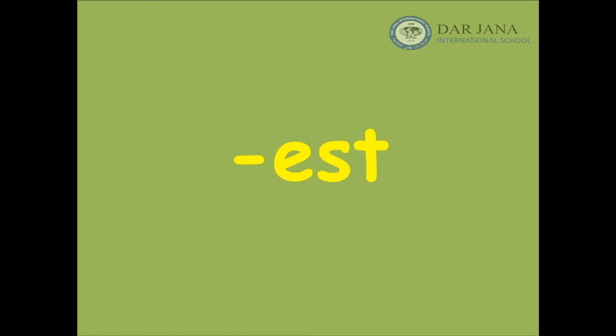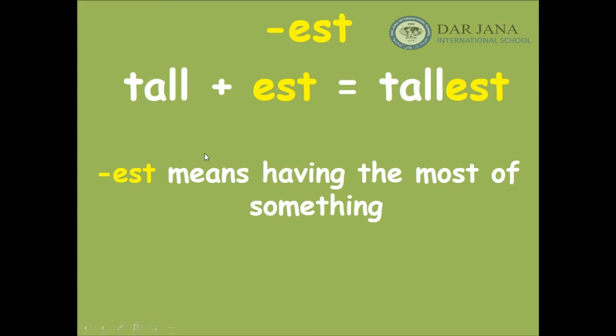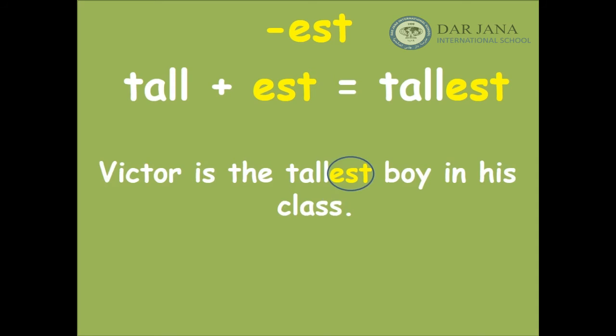Now here we have est. Tall plus est equals tallest. Est means having the most of something, so it's comparing more than two. Er compares two, and est means more than two. Victor is the tallest boy in his class, because there are many children in his class, so we say est. We're comparing more than two, so we add est to the end of the base word.